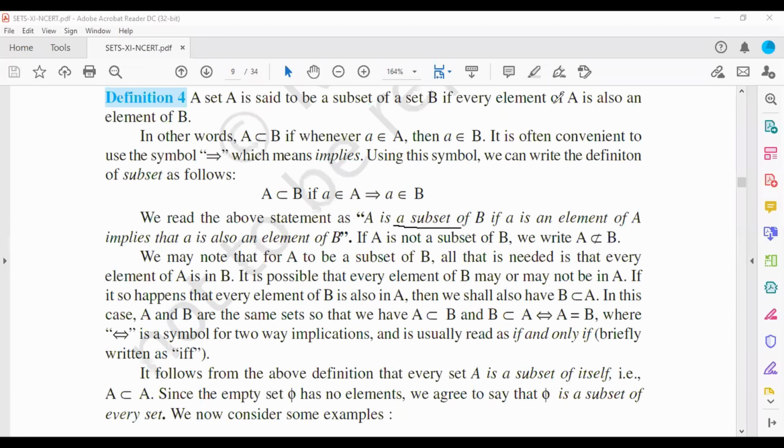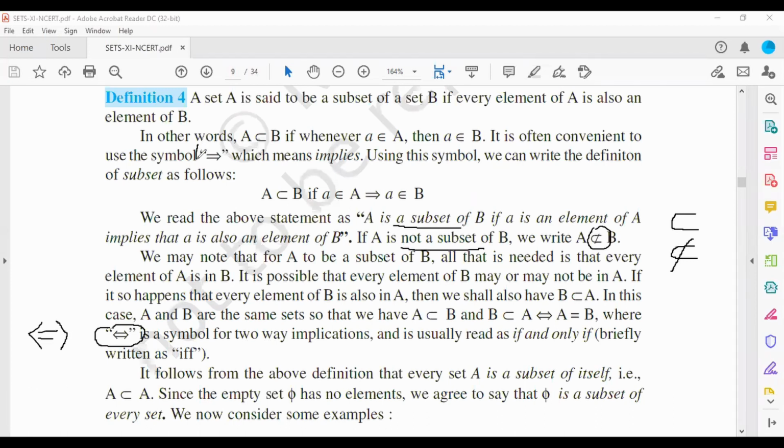What is the symbol for subset? There is the U written horizontally. And when it is not a subset, what is the symbol? Okay, not a subset. Then there is another symbol, the double implication. This symbol is double implication.